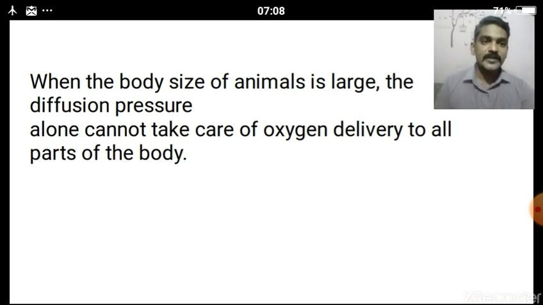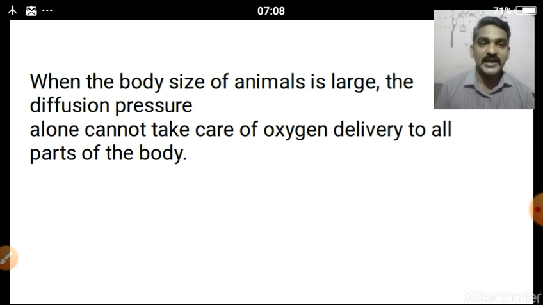Whereas in higher animals like humans, this is not at all possible. If simple diffusion takes place, it would take many years to reach from the lungs to your leg. It will take many years through simple diffusion, so it is not at all possible in higher organisms, because all the body parts are not exposed to air. In this case, through the lungs and the blood capillaries only, the oxygen can be delivered to the body parts.